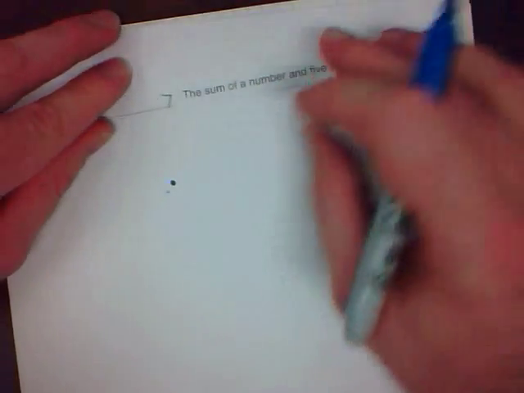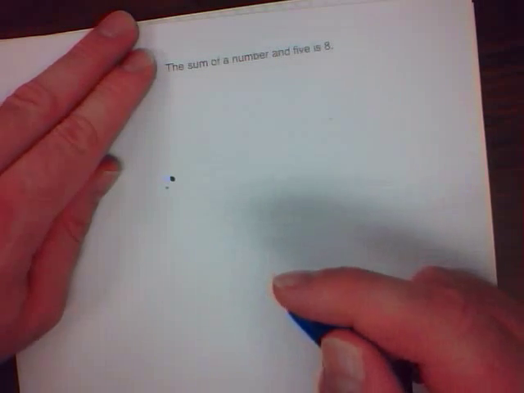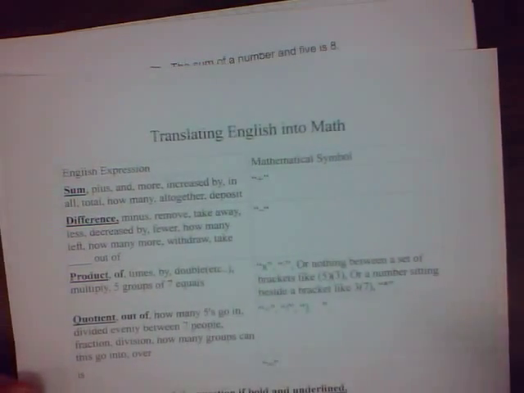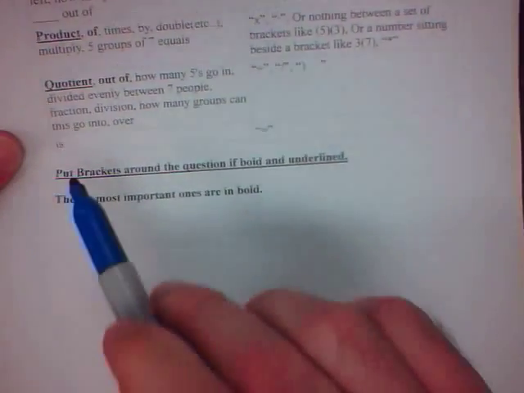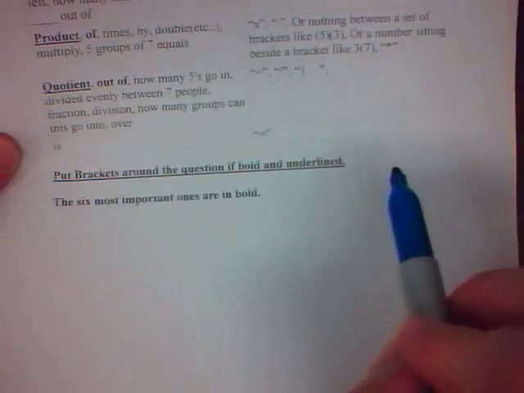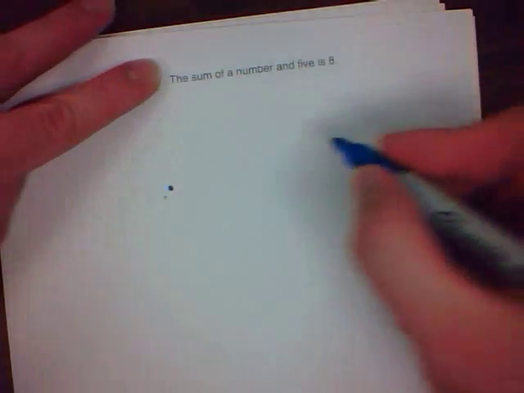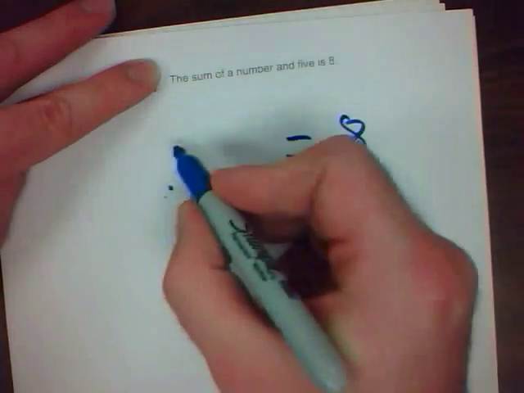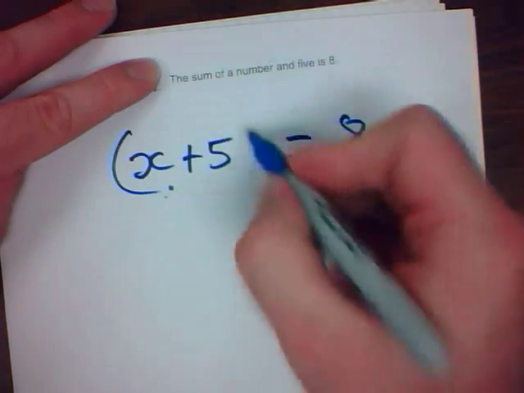Now we come to some of the words that you have to know. The sum of a number and 5 is 8. And if you go back to our list here, you'll notice that each of these is in bold and underlined. That was because we had written put brackets around the question if bold and underlined. This is one of the ones that you have to put in brackets. The sum of a number and 5 is 8. Well, is 8. So I've got a number plus 5, because sum means to add. And I'm going to put it in brackets.